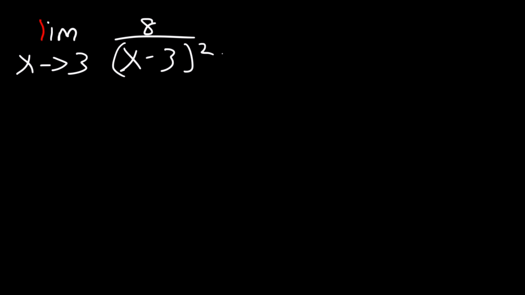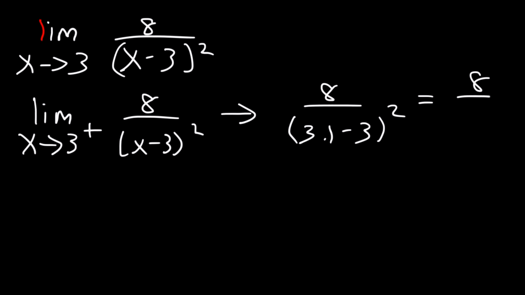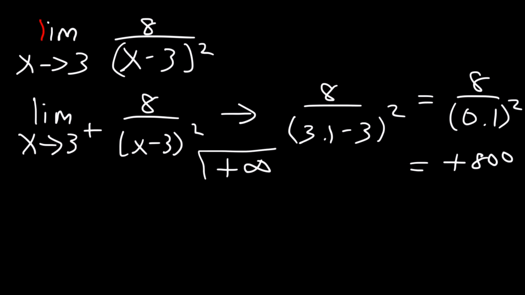Now what about the limit as x approaches 3 from either side of this function? Well, if we plug in 3, we're going to have a 0 on the bottom. So we know it's either going to be positive infinity or negative infinity. So we just got to check the sign. So let's start with the right side. On the right side, we need to plug in a number that's bigger than 3. 3.1 minus 3 is a positive number. And 0.1 squared is 0.01. 1 divided by 0.01 is 100 times 8. That's going to be positive 800. So on the right side, it approaches positive infinity.